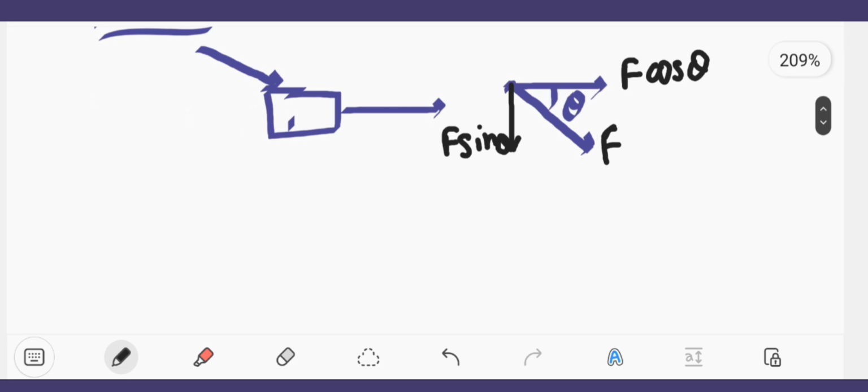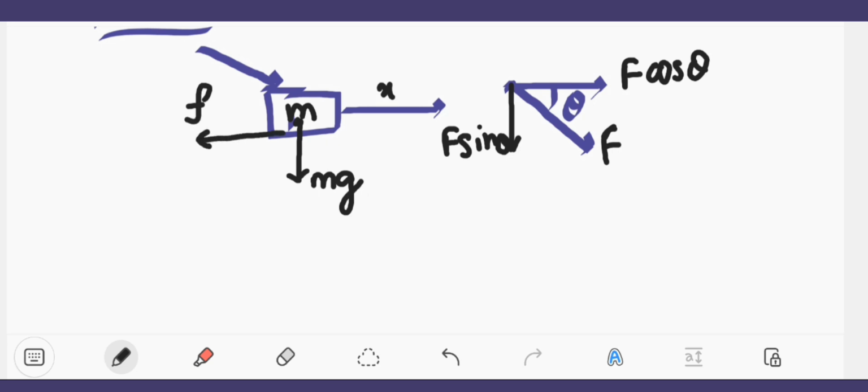Now let us consider the mass of the object is m, then the weight of this object will be in the downward direction, that is m into g. Whenever the object is moving, there will be a frictional force. Displacement is in this direction, and opposite to the direction of the force there will be the force known as frictional force. Now whenever we talk about friction, there is always a normal reaction perpendicular to the direction of the force. Let us consider this is N.